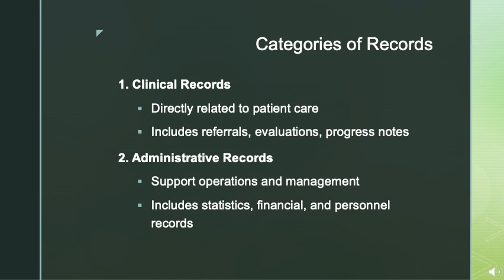Second, administrative records. These support operations and management. This includes statistics, financial records, and personnel records. For example, tracking how many patients were treated in a day or recording staff schedules. So, in summary, clinical records focus on the patient, while administrative records focus on the system.